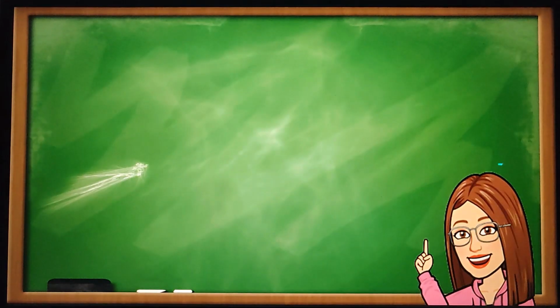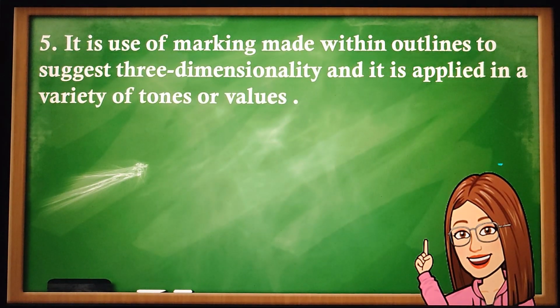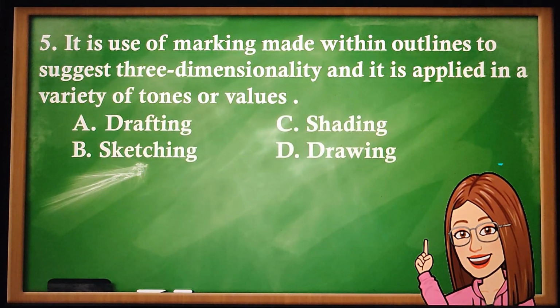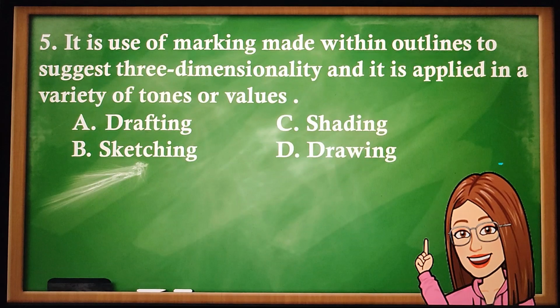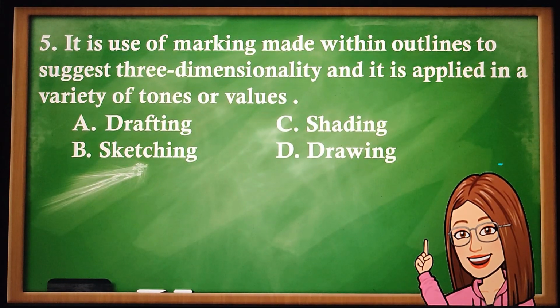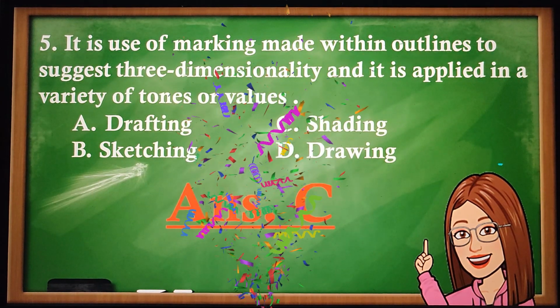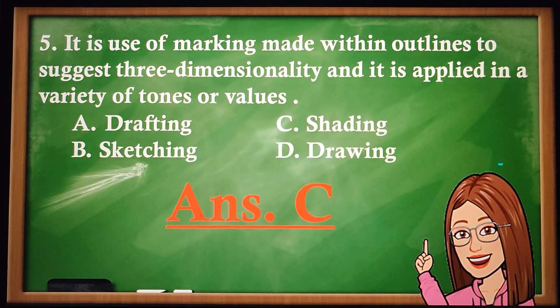For the last item, number 5. It is used for marking guides within outlines to suggest three-dimensionality, and it is applied in a variety of tones or values. A. Drafting. B. Sketching. C. Shading. Letter D. Drawing. And the answer is letter C. Everybody did great.